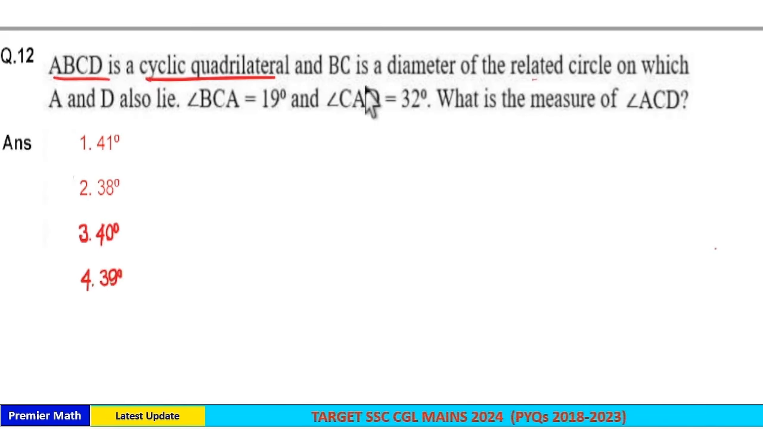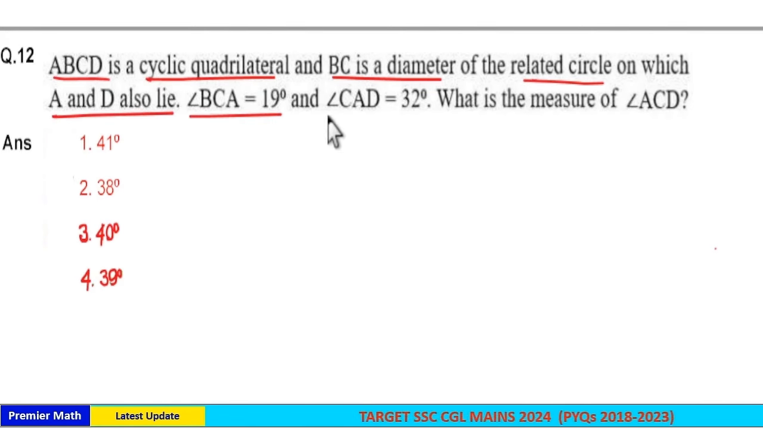ABCD is a cyclic quadrilateral and BC is a diameter of the related circle on which A and D also lie. Angle BCA is 19 degree and angle CAD is 32 degree. What is the measure of angle ACD?